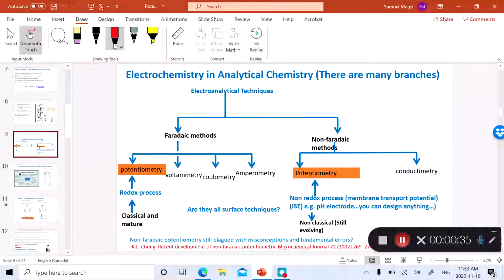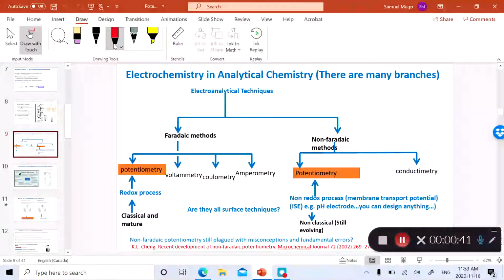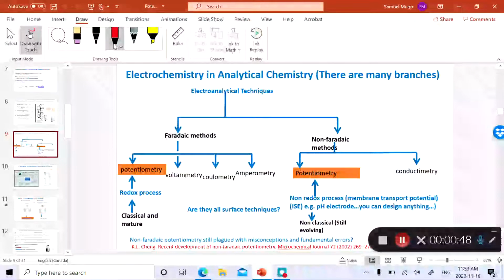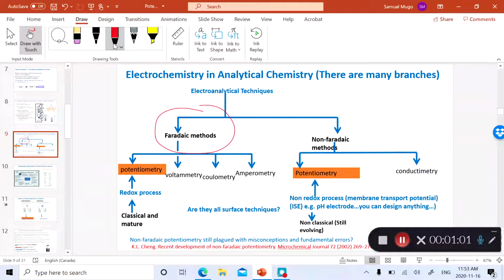There are monographs that are written about electroanalytical chemistry. And so we're just gonna cover in very brief scope what it is, so that everyone can have just a bird's eye view about electroanalytical chemistry. So electroanalytical chemistry is grouped into two groups. There's what you call the Faradaic methods, and there's what you refer to as the non-Faradaic methods.